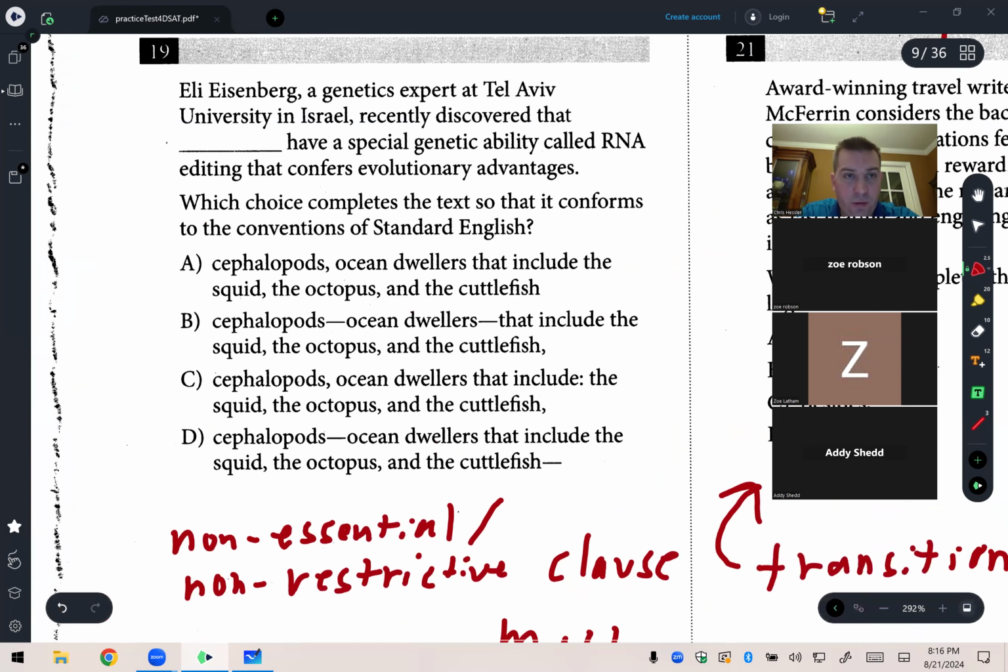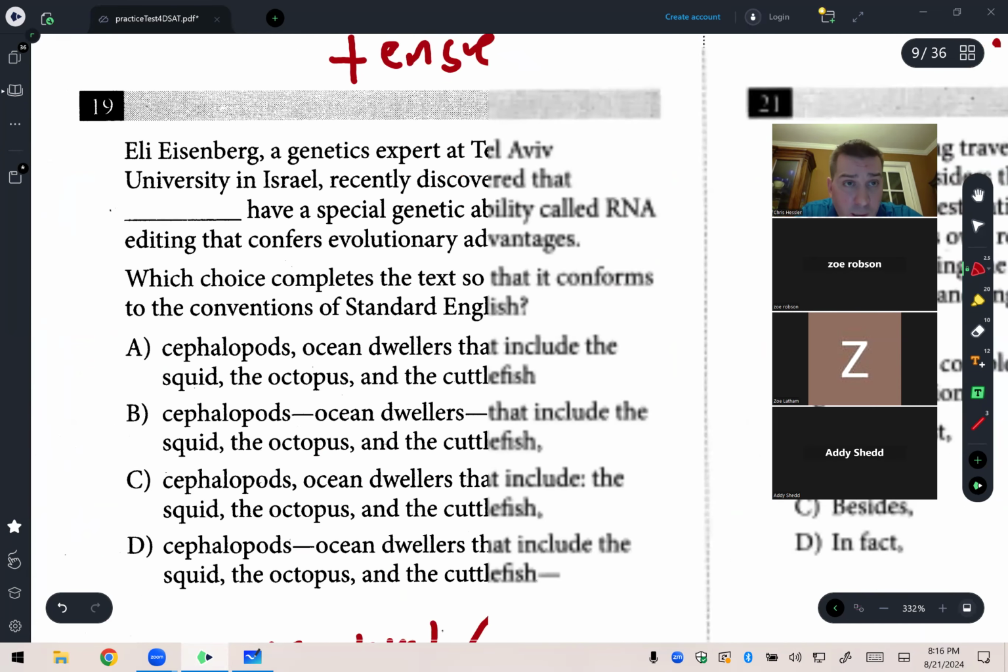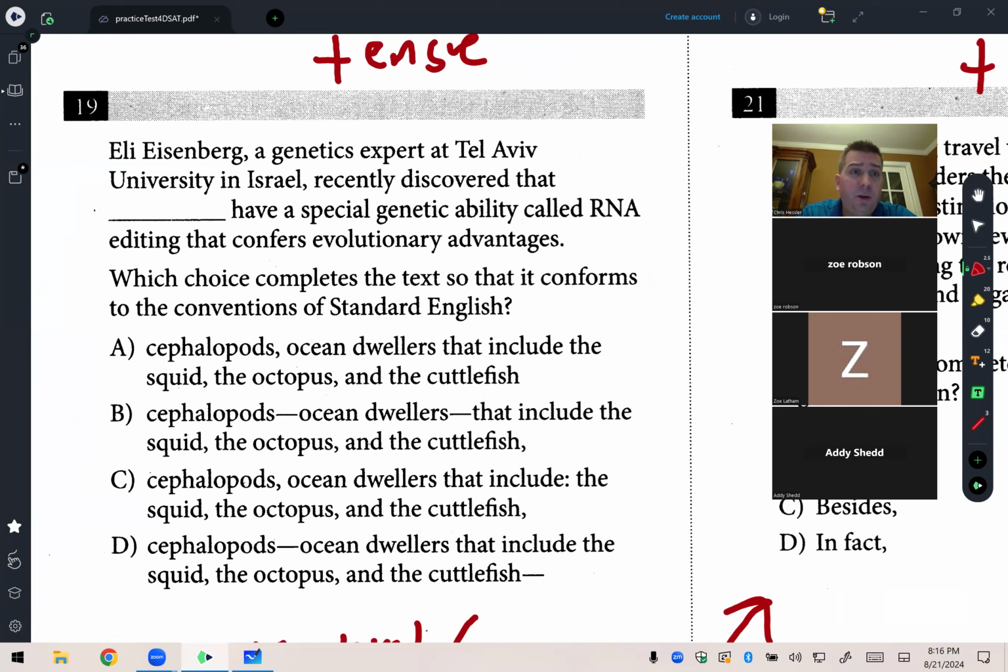All right, so I'm going to look at some of these answer choices. Let me read it. Ellie Eisenberg, a genetics expert at Tel Aviv University in Israel, recently discovered that blank have a special genetic ability called RNA editing that confers evolutionary advantages. All right, I'm going to consider A. Ellie Eisenberg, a genetics expert at Tel Aviv University in Israel, recently discovered that cephalopods, I opened it with a comma, so I would expect that we would have to close this someday. All right, cephalopods. And we're just defining what cephalopods are here. So that's non-essential information. That's a non-restrictive clause. I'm just explaining what a cephalopod is.